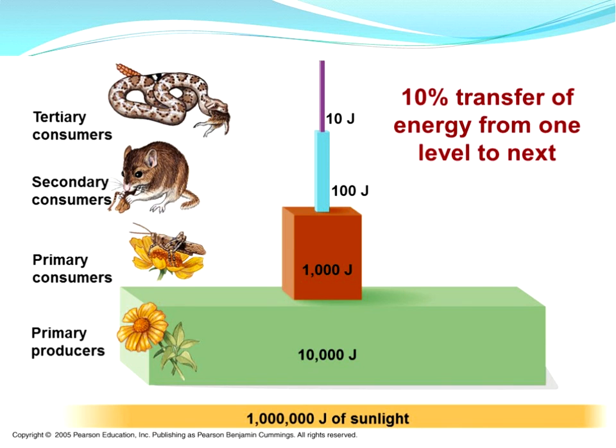Here it is, that's the same thing. So you've got 1 million joules, only 10% moves to the primary producers. That's 10,000. Primary consumers, 1,000, 100, and then 10, so 10%. I think I said that incorrectly in the last one. I said 100 to 1, and it should have been 100 to 10. All right, so any questions on that transferring of energy and the amount of energy that's available?